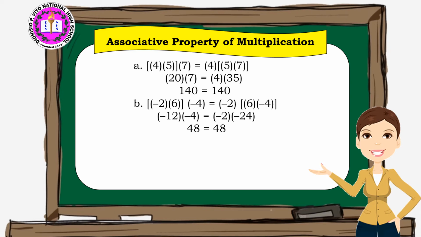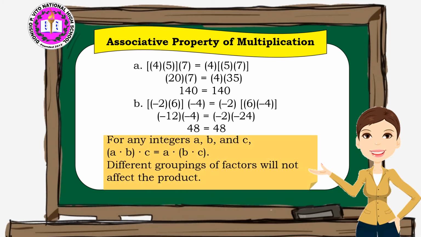Another example is (-2 × 6) × -4. So we have -2 × 6 = -12, times -4 is equal to positive 48, which is equal to -2 × (6 × -4). So we have 6 × -4 is equal to -24. Therefore, -2 × -24 is equal to positive 48.